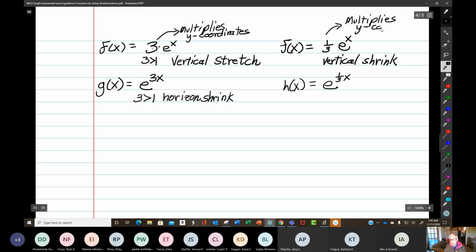But I'm sure it's not news to you that if you multiply a number by a number greater than 1, the number you multiply is going to get bigger. And if you multiply a number by a fraction, a number between 0 and 1, the number you multiply gets smaller. In fact, it'll only be 1/3 as big.